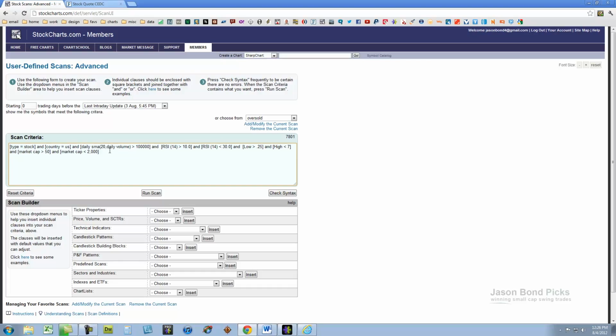The daily SMA, simple moving average, 20 daily volume is greater than 100,000. The RSI 14 is greater than 10, but it is less than 30. So it's oversold, right? That's all that says right there. The RSI is greater than 10, less than 30. It has 100,000 volume. It's greater than 100,000, which means it's going to give me a lot of illiquid stocks.